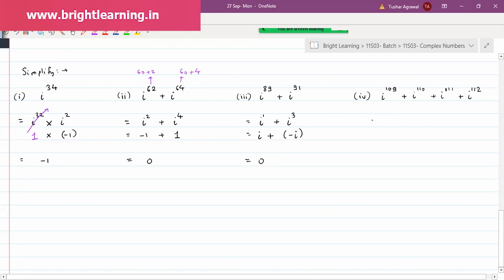i raised to 109. i raised to 109 is 108 plus 1. So 108 is a multiple of 4. This is i to the power 1 plus i to the power 2 plus i to the power 3. 108 plus 3 is 111. 112 is 108 plus 2. So this is what? i square is minus 1. i cube is negative of i. And this is plus 1. Fourth is also 0. Yes or no?